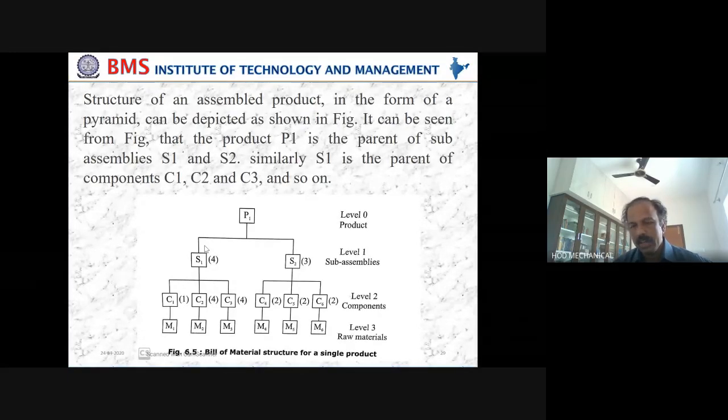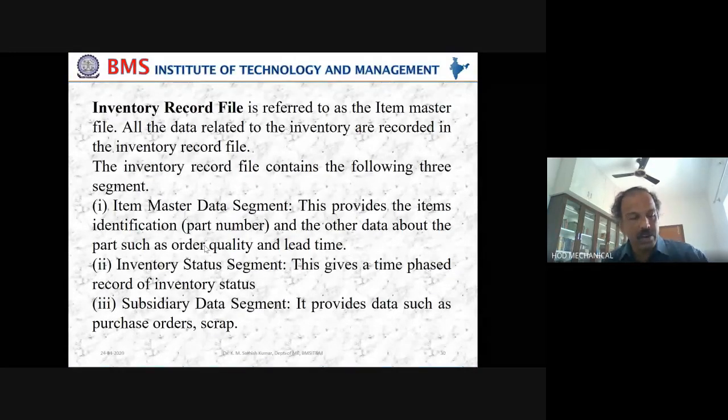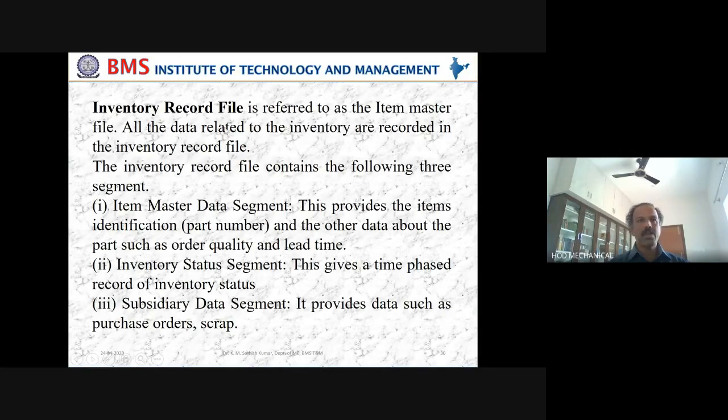Now, the next thing is very important, called the inventory record file. The inventory record file is referred to as the item master file. All the data related to the inventory are recorded in the inventory record file. So this is very important. After you start procuring the components, any information related to the stock is going to be present in this inventory record file.